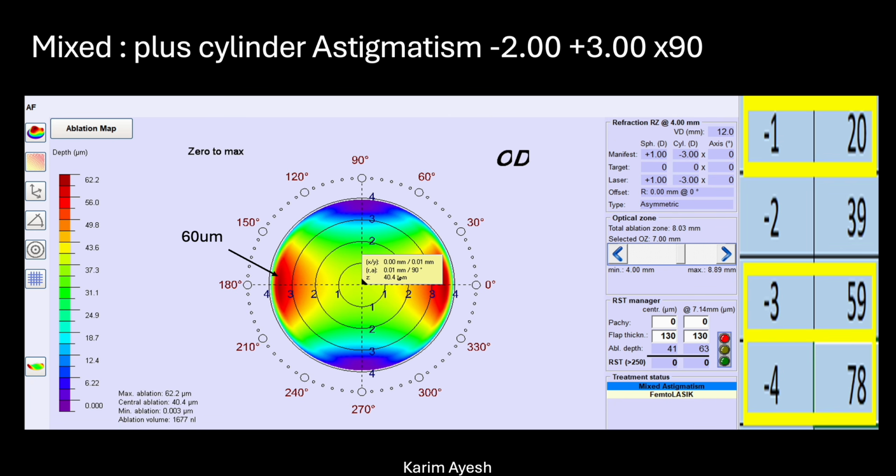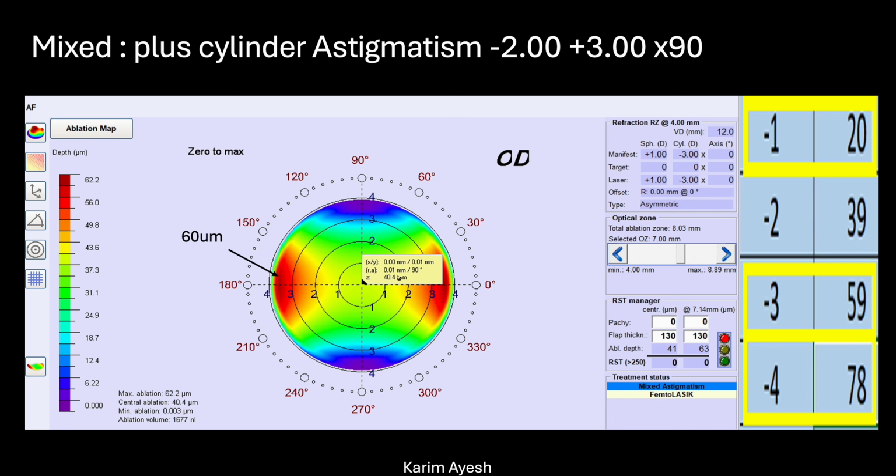on the flat meridian. So, if this machine corrects this refraction as a negative cylinder, negative cylinder minus 3 will ablate 60 diopters all over the flat meridian, even in the central area. This is not happening. The central area is 40, not 60. So it doesn't correct it as a minus cylinder.